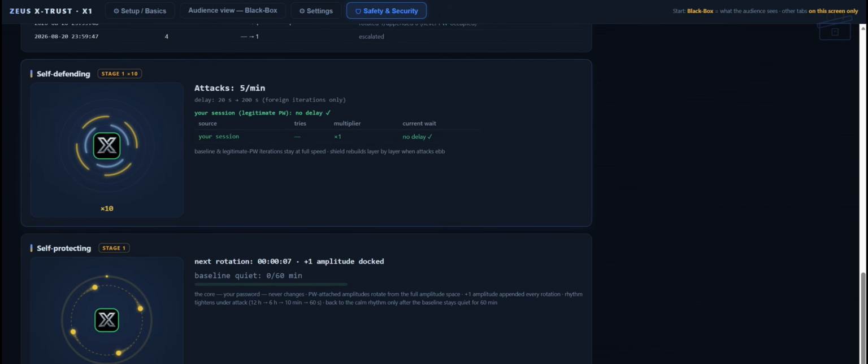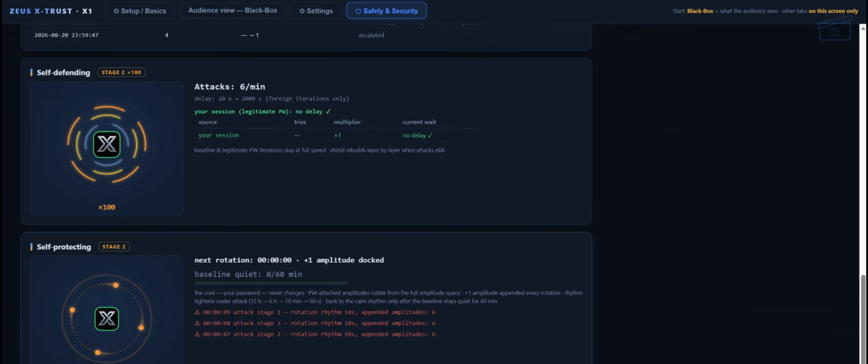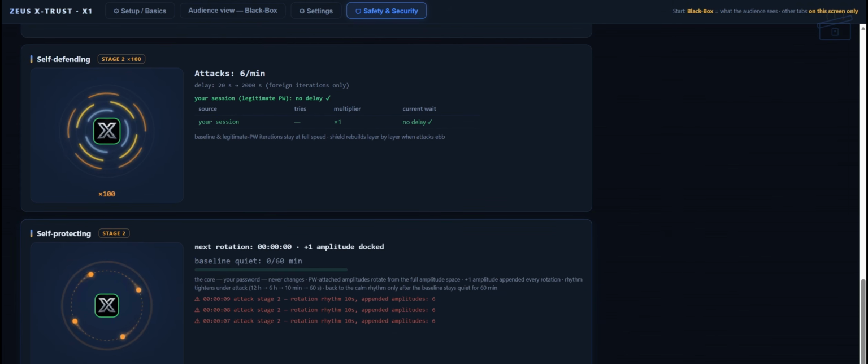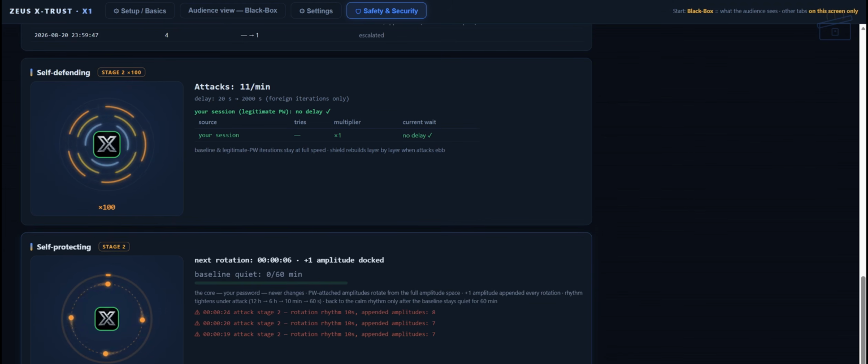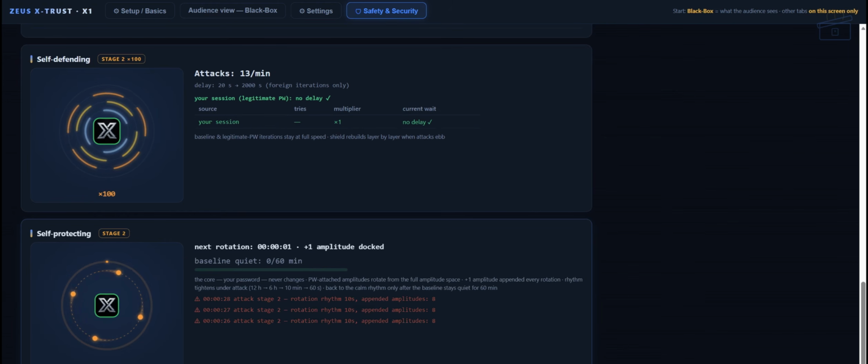Self-defending. Repeated hostile access attempts cause X1 to escalate through 4 defensive stages. At stage 1, foreign requests are slowed by a factor of 10. At stage 2 by a factor of 100. At stage 3 by a factor of 1000. The legitimate authenticated session remains unaffected. This changes the economics of an online brute force attack while keeping valid access operational.